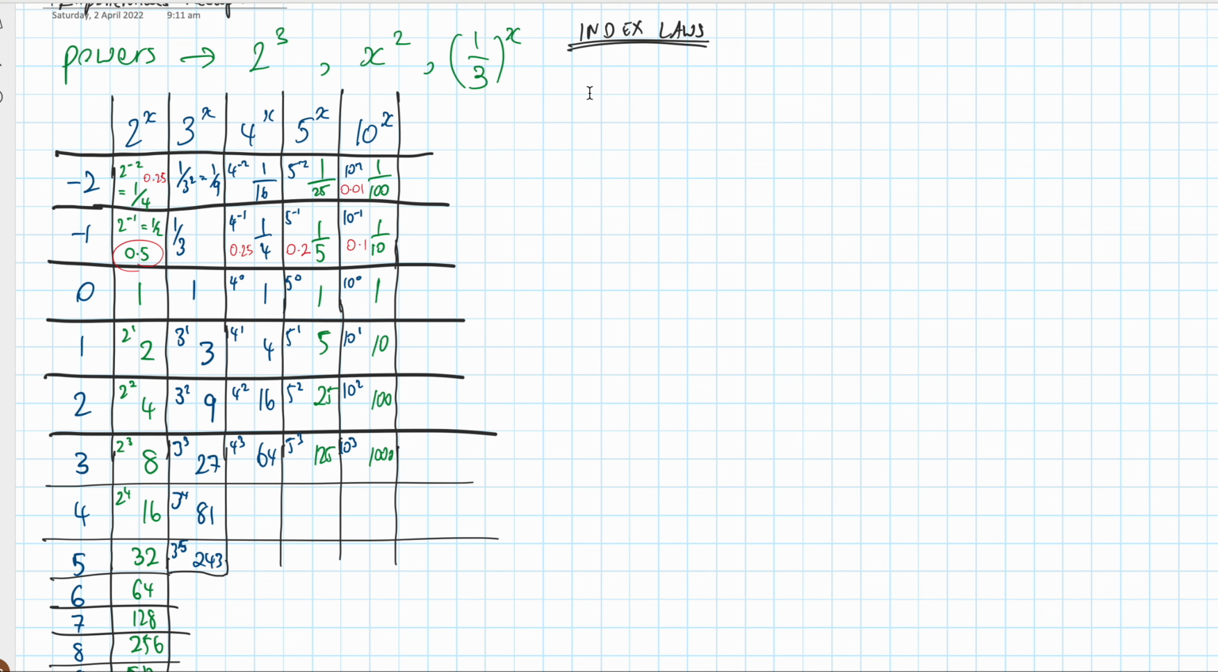First one goes like this: a to the m times by a to the n is equal to a to the m plus n. The second one is a to the m divided by a to the n is equal to a to the m take n. The next one we have is a to the anything to the 0 is going to be 1. The next one we've got is a to the m, to the power of n is equal to a to the power of mn, or m times n.